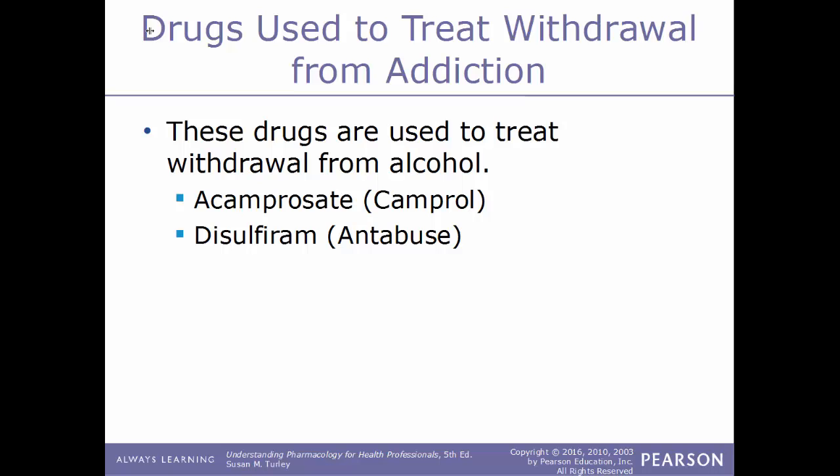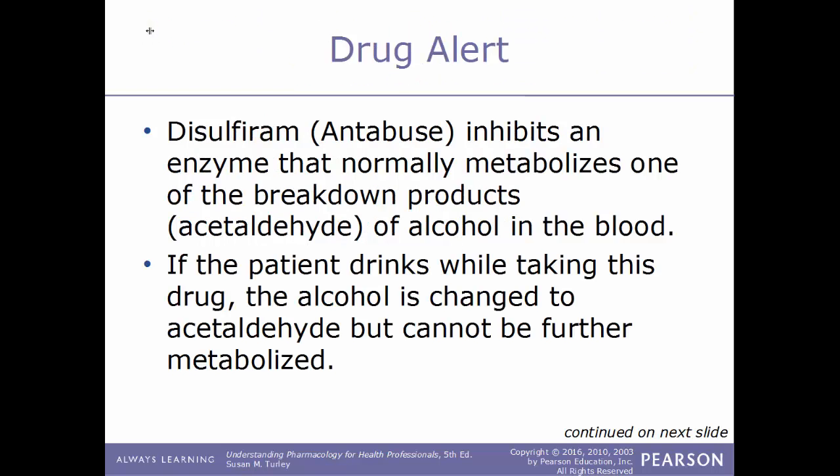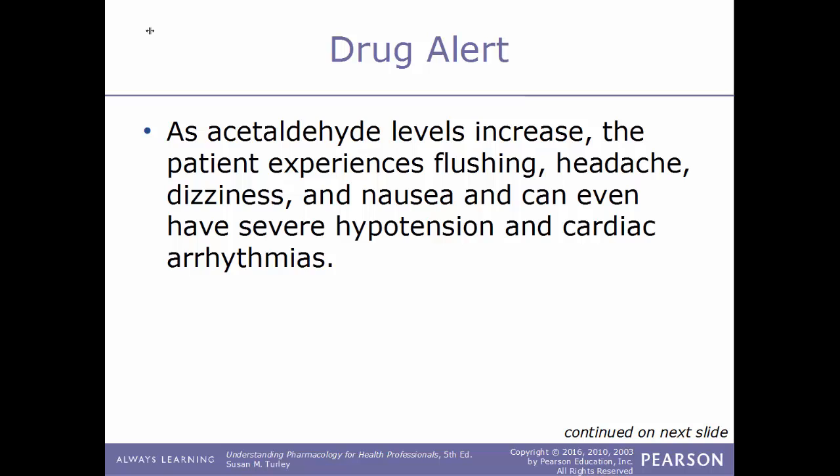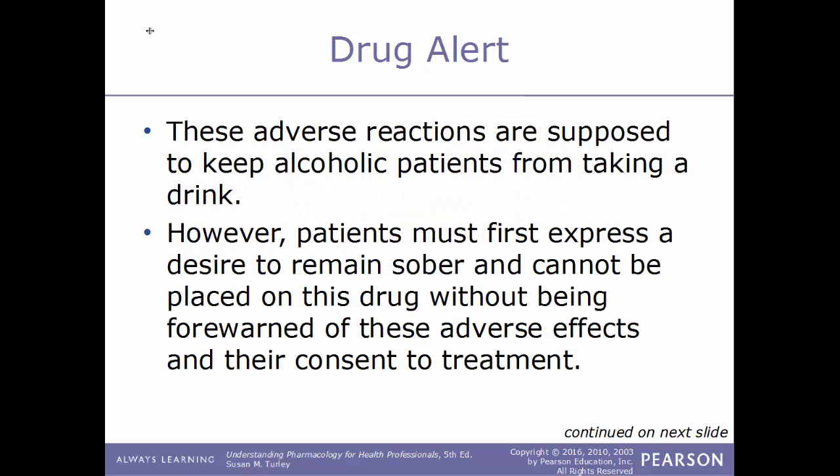These would include acamprosate, also known by the name Camprol, and also disulfiram, also known by the trade name Antabuse. Now, Antabuse inhibits an enzyme that normally metabolizes one of the breakdown products of alcohol in the blood. So if a patient drinks while taking this drug, the alcohol is changed to acetaldehyde, but cannot be further metabolized. So as the levels of acetaldehyde increase, the patient will experience flushing in the face, headaches, dizziness, and nausea, and can even have severe hypotension and cardiac arrhythmias. So these adverse reactions are supposed to keep alcoholics from taking a drink.